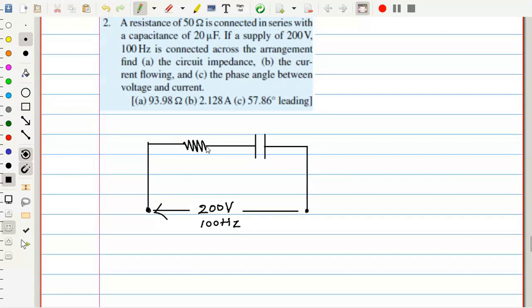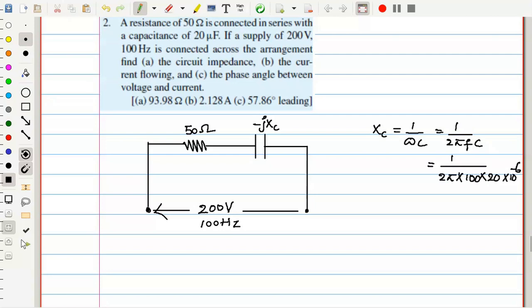Right. So now let me put up these values here, 50 ohms, and next what else? This is a 20 microfarad. I want to write it in the frequency domain as minus jXc, but I'll write jXc or Xc here. Xc is equal to 1 by omega C, or 1 by 2 pi f C. How much is this value? Can you tell me? Substitute all this: 2 pi f is 100 and C is 20 into 10 power minus 6.